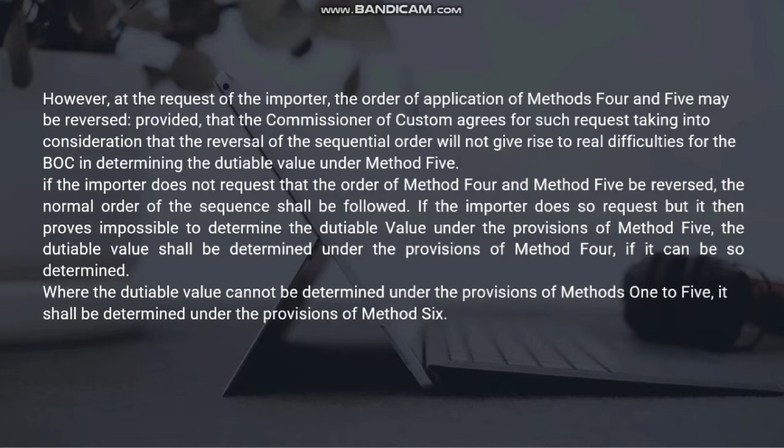So, that's it guys. If it cannot be determined under the provisions of Method 1 to Method 5, then it goes to Method 6, which is the fallback value.